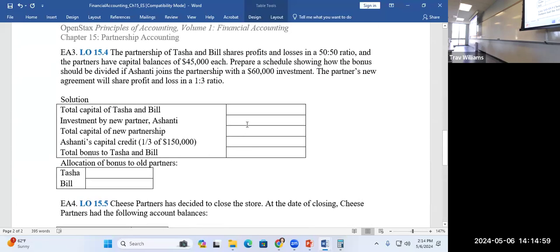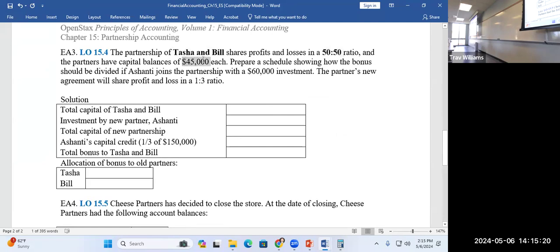Okay, so this is very similar. I'm gonna have you do it on your own, but let's take a look at it together. Tasha and Bill. Somebody was busy coming up with a lot of names in this chapter. Tasha and Bill have a 50-50 split.